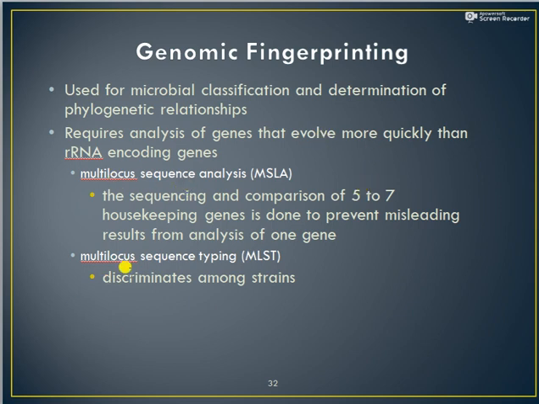And sometimes multi-locus sequence typing is also done, which helps us to discriminate among the different strains. Keep in mind that you are sequencing different loci or different genes and then comparing them. That is what is done in multi-locus sequence analysis as well as multi-locus sequence typing. So let me give you an idea of fingerprinting. You have an idea that it is of course comparing different genes, but how do you do that? Let's have a look.